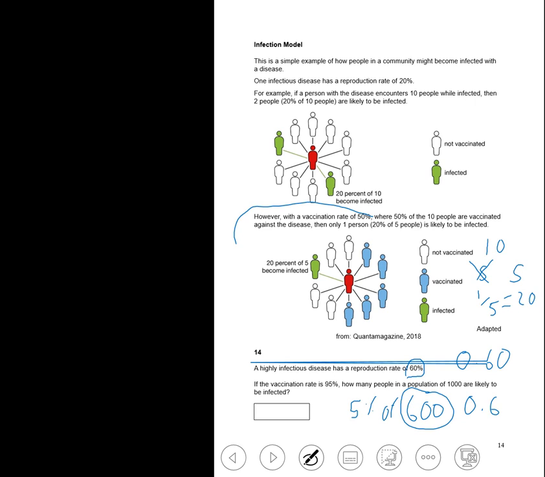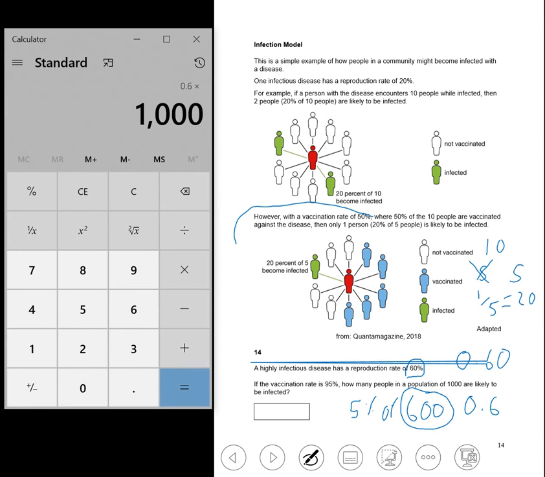And to do that, remember how to convert from a percentage to a decimal. You divide by 100. So what we'll do, 5 divided by 100. There you go, 0.05. And then we multiply that by our 600. So this is how many will be infected. This is the 5%, and it's the 95%, which is the rest of that 600, who are not going to be infected. So the answer is 30.